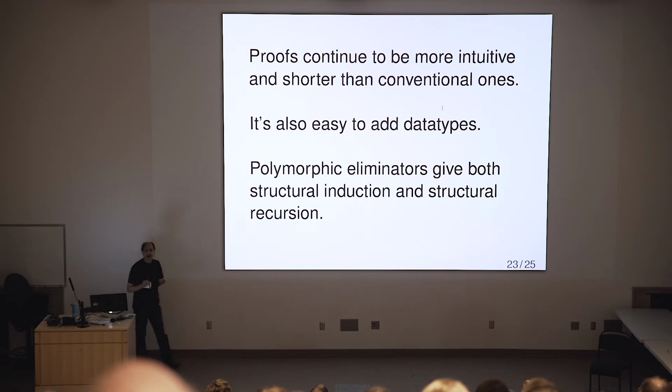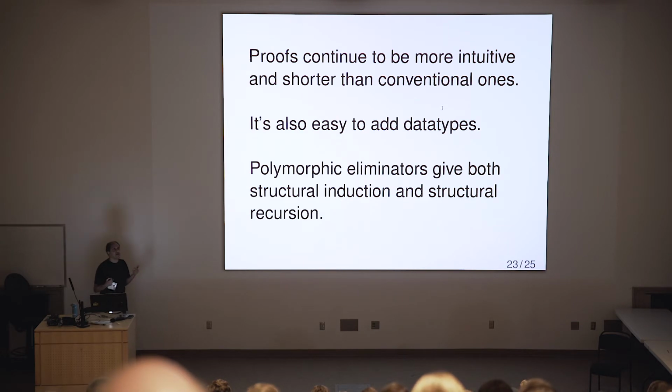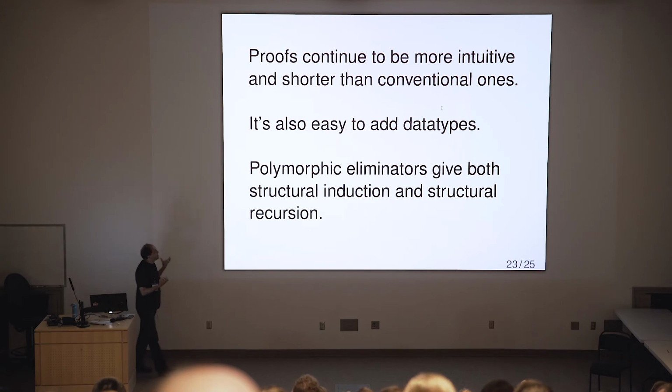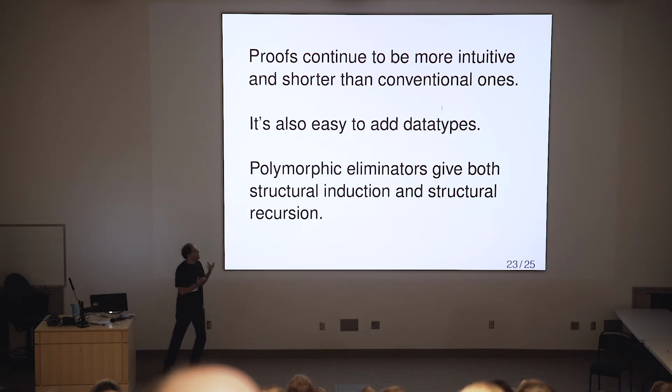So the proofs continue to be more intuitive and shorter than conventional proofs. And it's not too hard to add new data types. In lecture, I show them how to add Booleans. And then as homework, they add natural numbers. And then they prove things about functions that consume and produce natural numbers, which they write themselves. Those functions can be written with the aid of polymorphic eliminators. If you make them strong enough, for example, an eliminator on the natural numbers can give structural induction when you use a natural number to produce a logical statement.